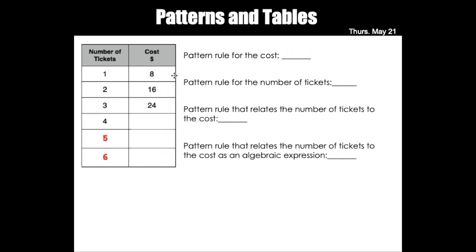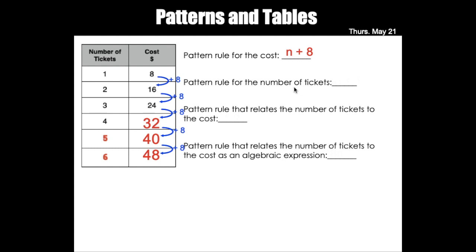Well, I can see that this is going up by 8 each time. 8 plus 8 is 16. 16 plus 8 is 24. So 24 plus 8 is going to be 32. 32 plus 8 is going to be 40. And 40 plus 8 is going to be 48. So the pattern rule for my cost is that it is going up by 8 each time. Representing it as an expression would be n plus 8.